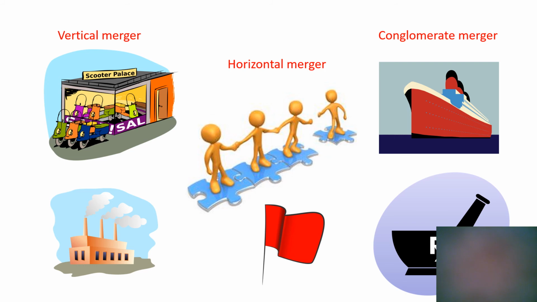A conglomerate merger is where, as I've illustrated, two companies that wouldn't be considered to be in the same business merge with each other, such as the cruise line business and a drug company. The red flag occurs with the horizontal merger, and that's where the government steps in and either will allow or disallow two major companies to merge.